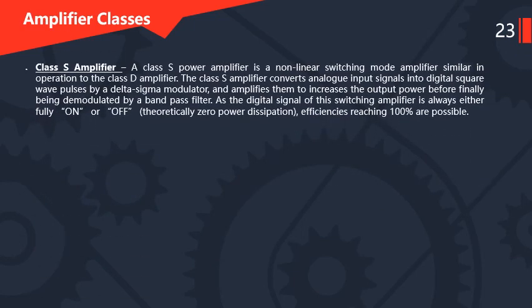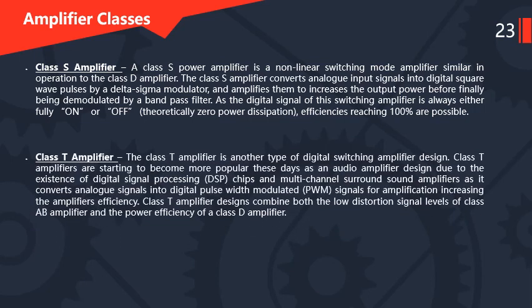Next is a class S amplifier. So a class S power amplifier is a non-linear switching mode amplifier similar in operation to the class D amplifier. The class S amplifier converts analog input signals into a digital square wave pulse by a delta sigma modulator and amplifies them to increase the output power before finally being demodulated by a bandpass filter. As the digital signal of this switching amplifier is always either fully on or off, efficiencies reaching 100% are possible in this class of amplifier.